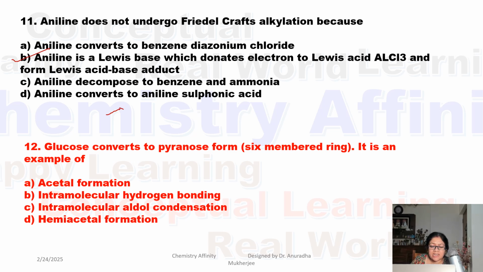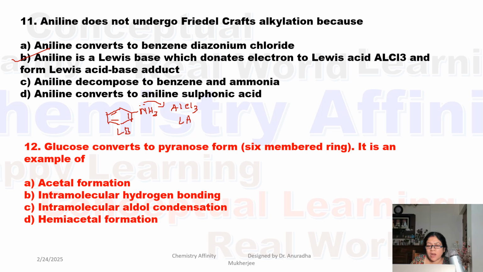So quickly we can explain this part. Aniline, nitrogen has a lone pair. Now this nitrogen lone pair is donated to aluminum chloride, where aluminum chloride is acting as a Lewis acid. This is acting as a Lewis base. So Lewis acid-base adduct forms and thus the reaction stops. So correct option is option B.